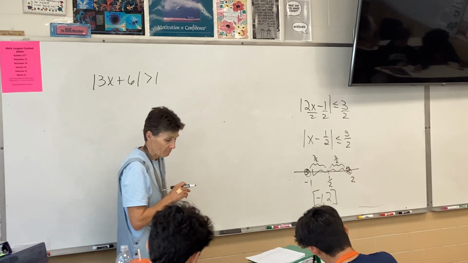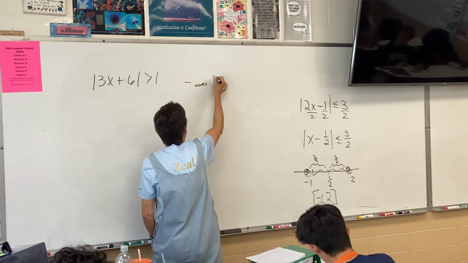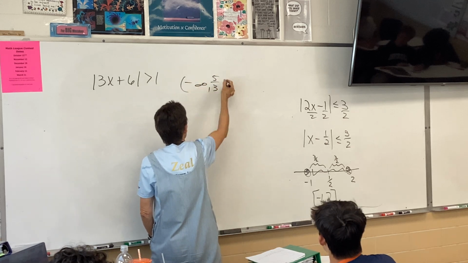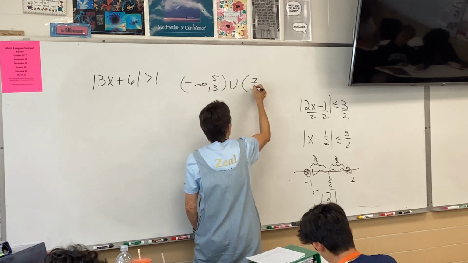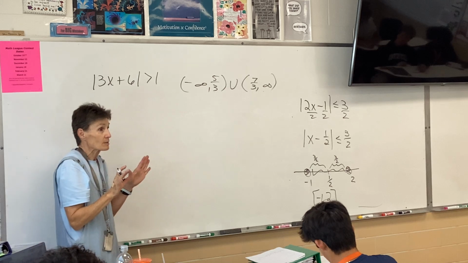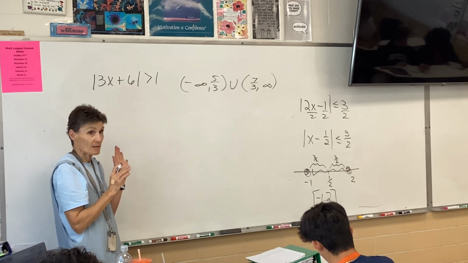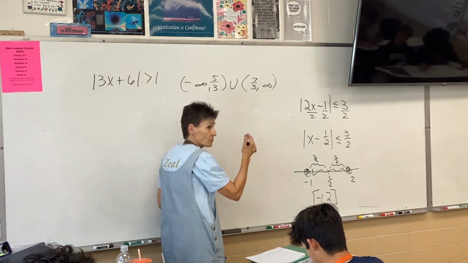Negative infinity to 5/3, and then union 7/3 to positive infinity. Now I don't know if that's right. That's their stab. Anybody get it? Same thing? You got a different stab?